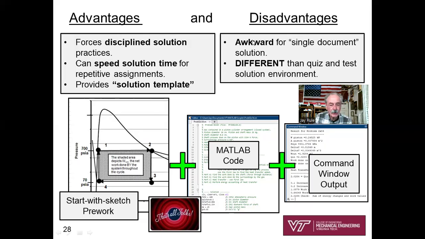Disadvantages. It's a little awkward for a single document. So again, I'm trying to remind folks that a complete solution for a thermal systems problem is some stuff on pencil and paper or some type of document that shows you've started with a sketch and done some pre-work, documents your thinking. Then you're going to include MATLAB code to demonstrate that it's your work and not somebody else's work. And of course, the numerical results with units is the command window output. And so the combination of these things really is the entire solution. That can be a little awkward.